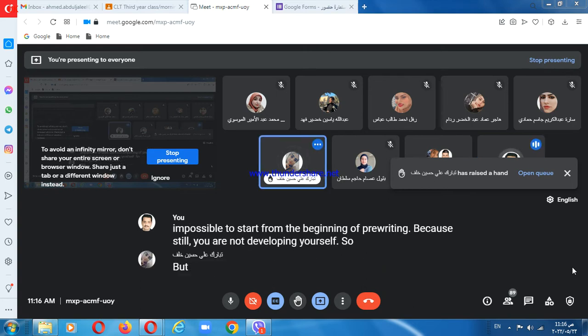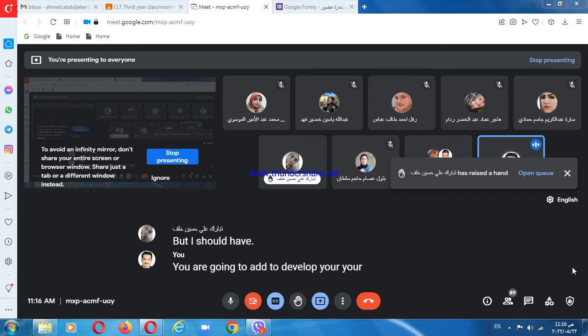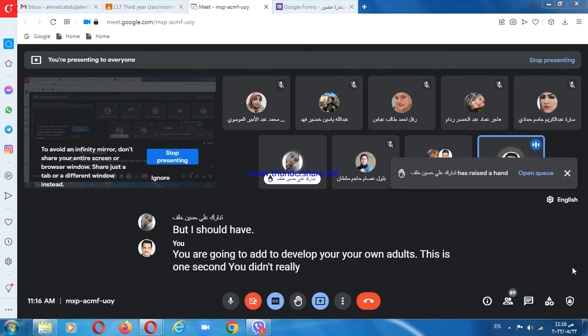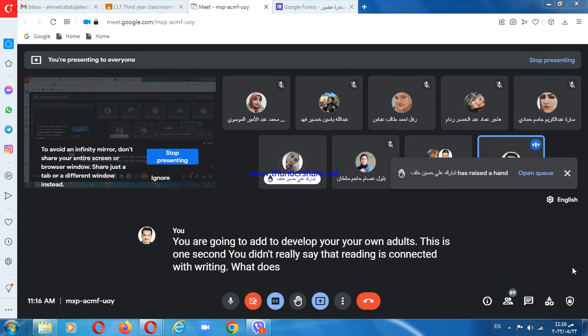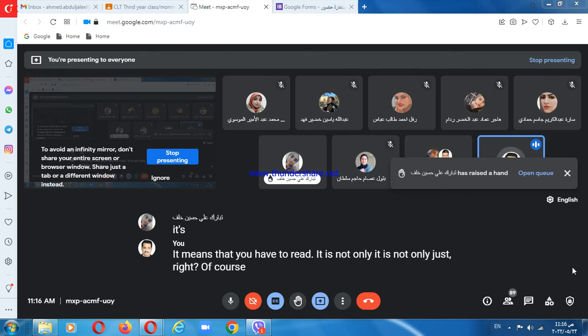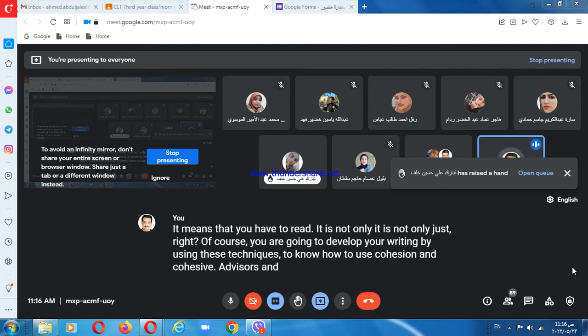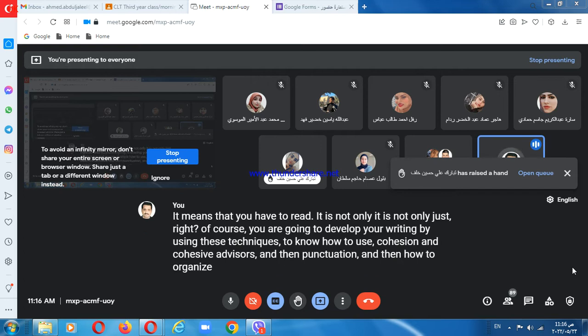So here it is step by step. You are going to develop your own abilities. Didn't we say that reading is connected with writing? What does it mean? It means that you have to read more. It is not only just to write. Of course, you are going to develop your writing by using these techniques to know how to use cohesion and cohesive devices, and then punctuation, and then how to organize, and how to write accurately without misspelling.